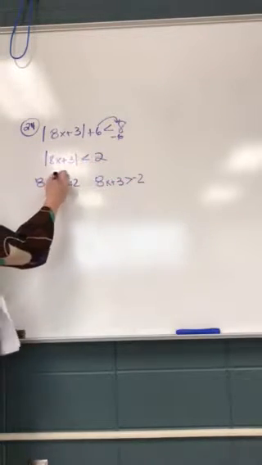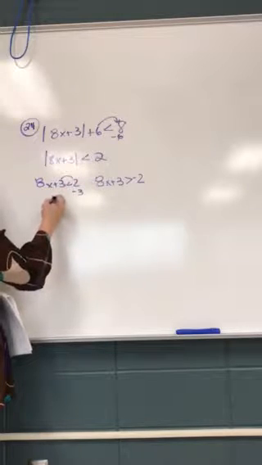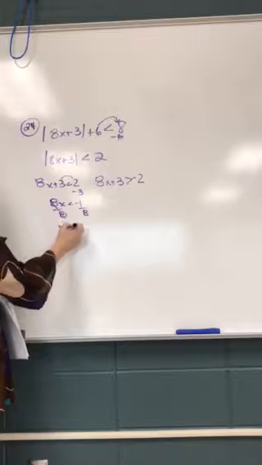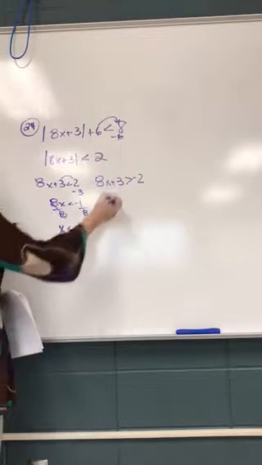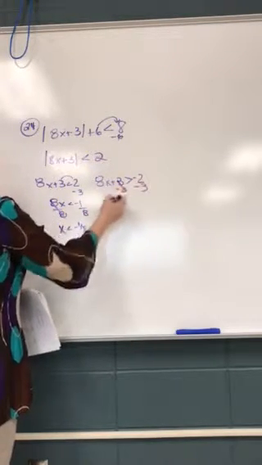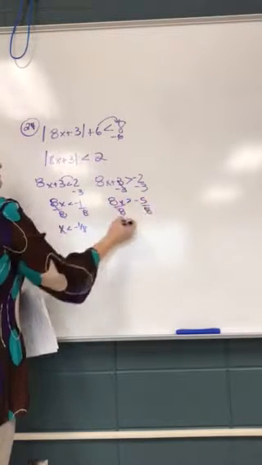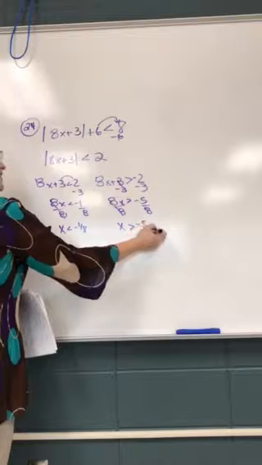That work gives us our two equations to solve, giving us a solution of x is less than negative 1/8. And then do it again here for the other solution, x is greater than negative 5/8.